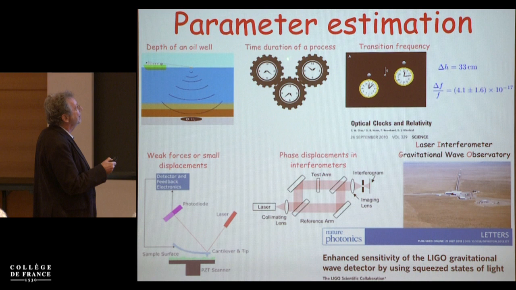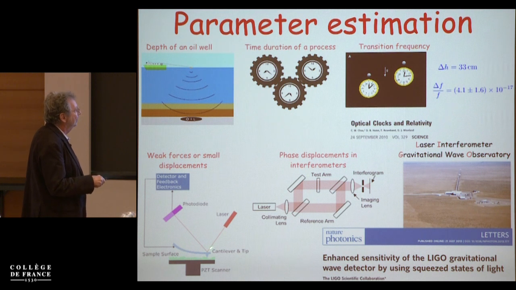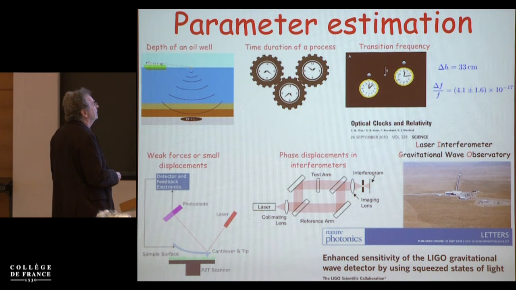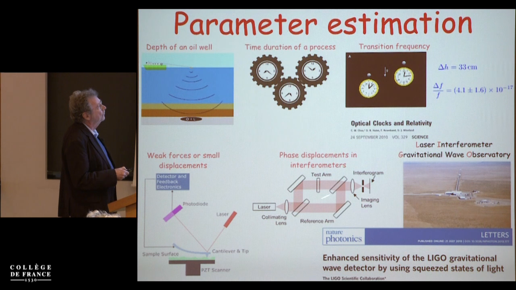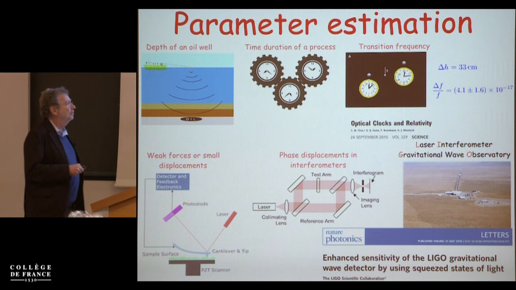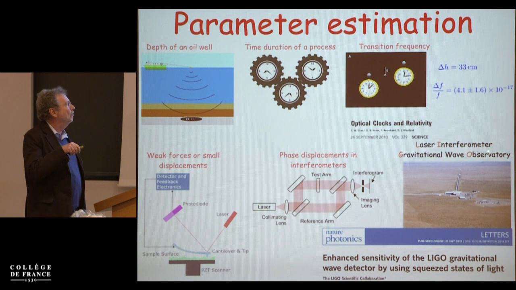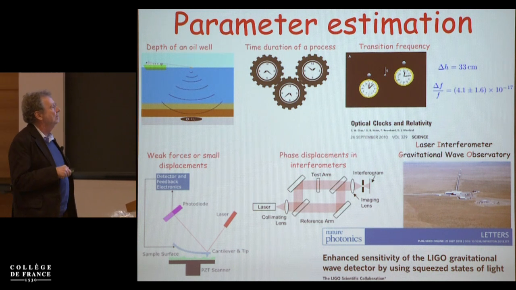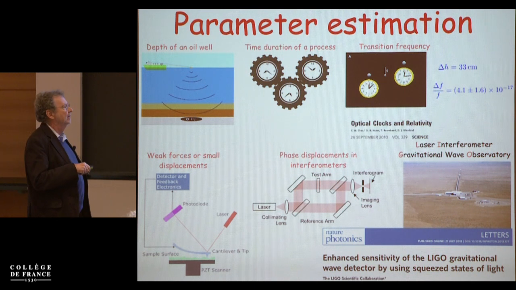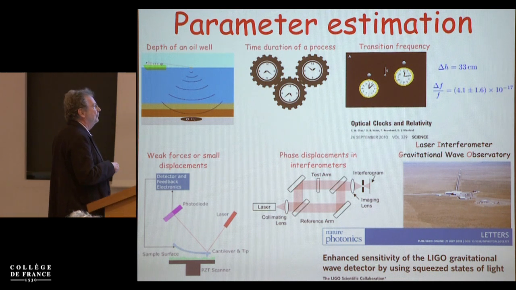We might be interested in the time duration of some process, or in estimating weak forces or small displacements by using, for instance, laser beams that are scattered by some mirror, and then by measuring this pointer here, you can estimate a small force or displacement. Of course, we are also interested in estimating phase displacements in interferometers, and a very nice example is what's happening at the Laser Interferometer Gravitational Wave Observatory. That's the LIGO project. You see here a paper that shows that they are using squeezed states. We are going to see how that works here. And they get enhanced sensitivity by using squeezed states.